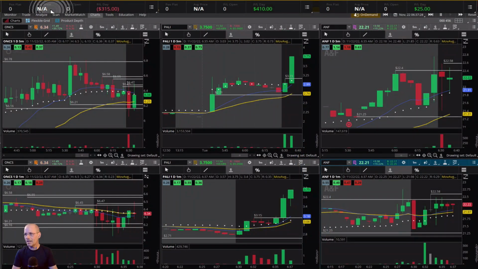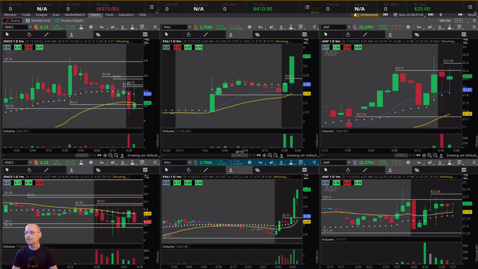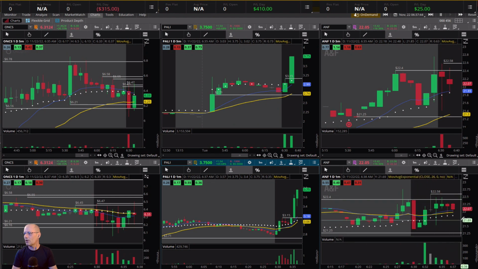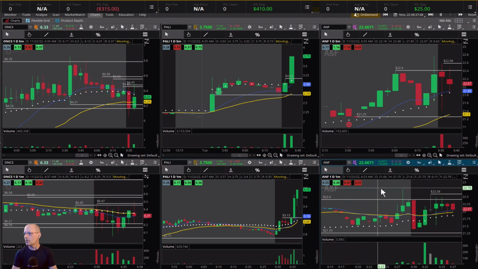Looks like PALI over here just got halted. Boy, I hate that I'm missing out on this momentum. And look, we did break out on ONCS here, but it failed. And now looking for a breakout on ANF after this higher low. See this tightening range? I want to show you this.